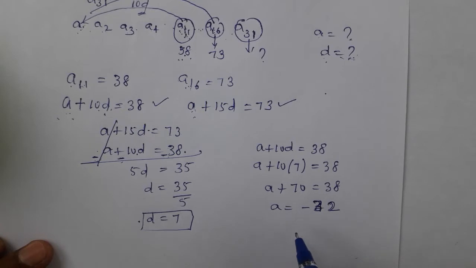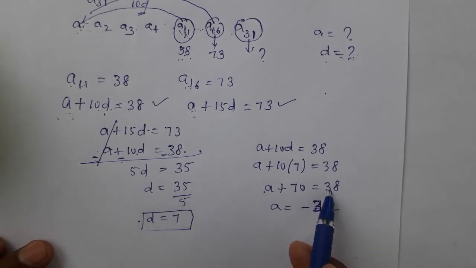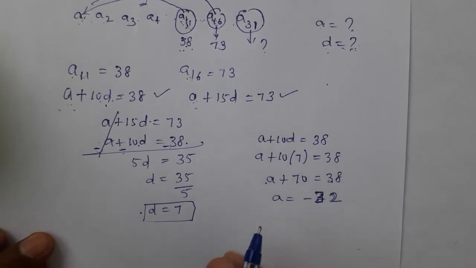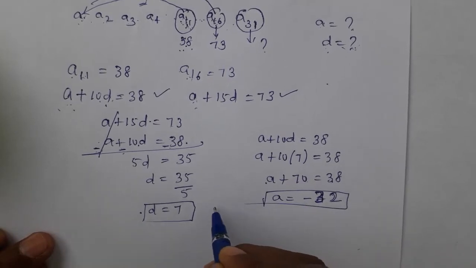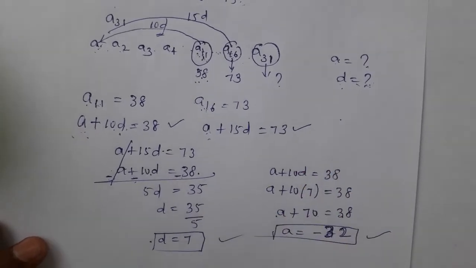We will get minus 32. Right. Minus 32 we will get. A is 38 minus 70, it is minus 32. We got the A value also. Hence we got A and D. Now it is very simple. What was the question? We'll finish.